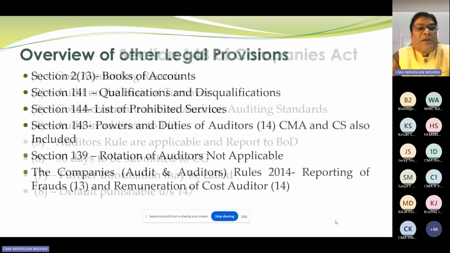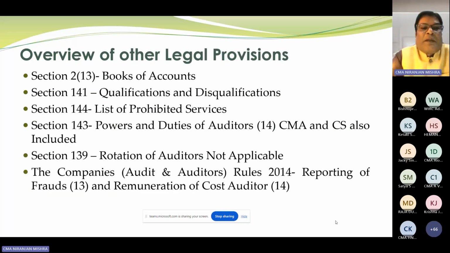So the legal provisions: section 213 regarding the books of accounts, section 141 qualifications and disqualifications, section 144 list of prohibited services. I have also noticed during my practicing career, some cost accountants are doing the cost audit. Along with that, they are also rendering some services to the company, like maintenance of cost records, and some sorts of outsourcing of financial services, 1-2 type of services they have rendered.